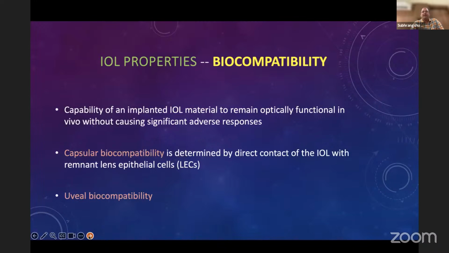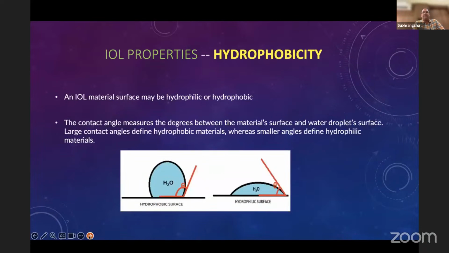Then biocompatibility. That is the capability of an implanted IOL material to remain optically functional in vivo without causing significant adverse responses. And we look at two types. One is the capsular biocompatibility, that is determined by direct contact of the IOL with the remnant LECs, and of course, the uveal biocompatibility. Then we look at hydrophobicity. An IOL material surface may be hydrophilic or hydrophobic. The contact angle measures the degree between the material surface and water droplet surface. Obviously, large contact angles define hydrophobic materials, whereas small angles define hydrophilic materials.